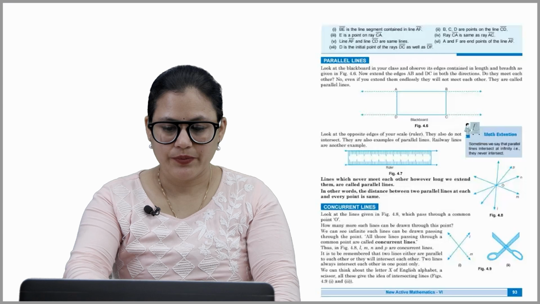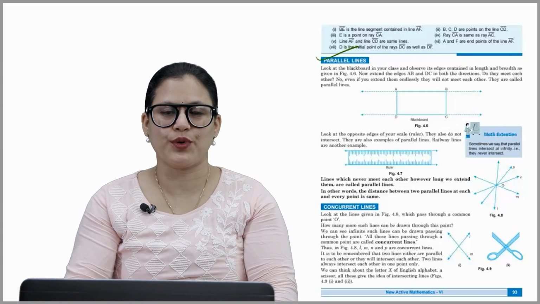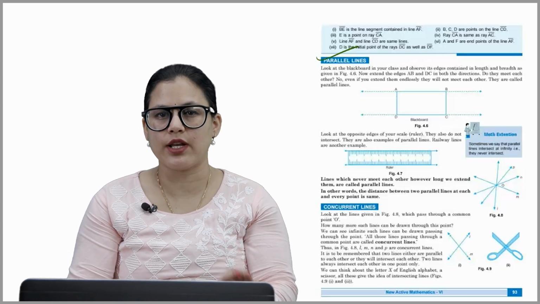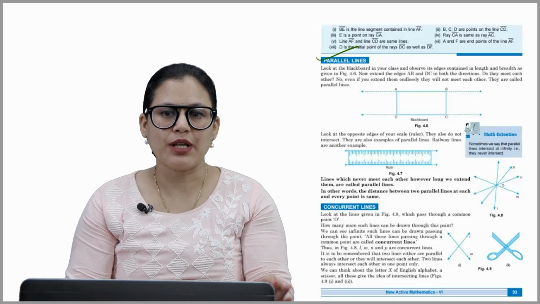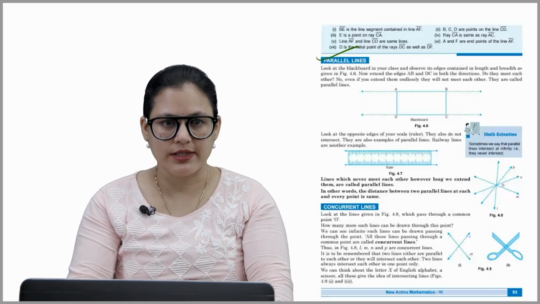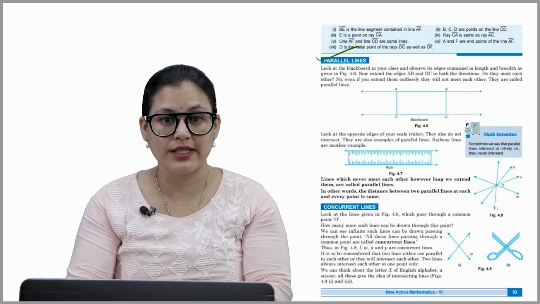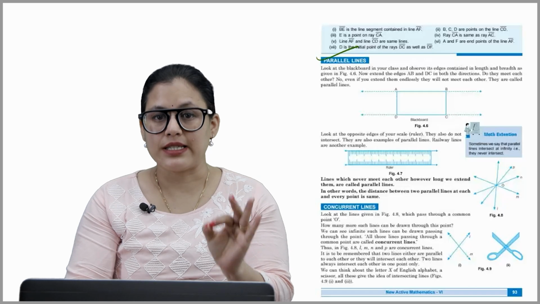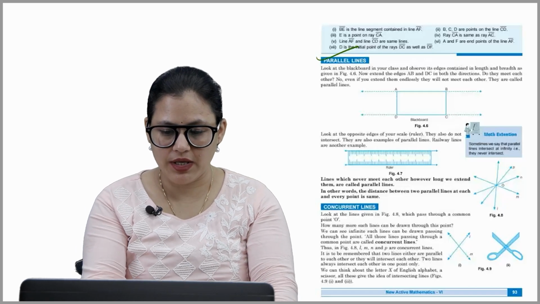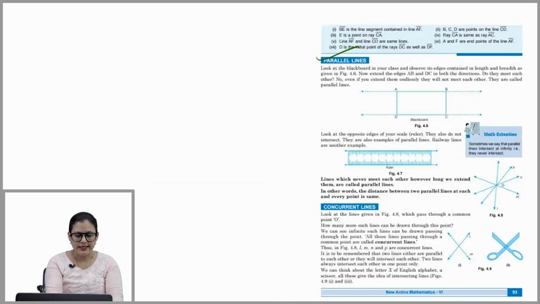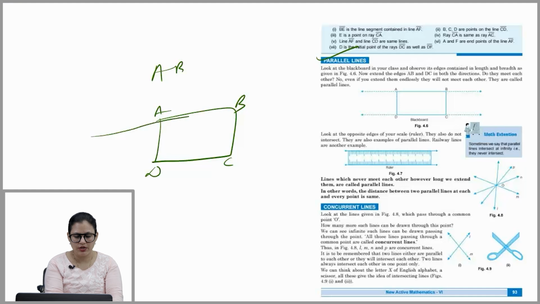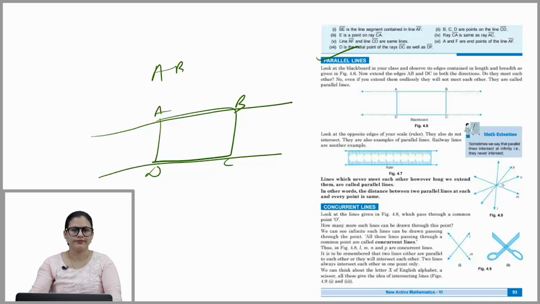Parallel lines. Look at the blackboard in your class and observe its edges, contained in length and breadth, as given in figure 4.6. Now extend the edges AB and DC in both the directions. See AB, like this. This is AB and this is CD. Extend in both the directions, and this also.